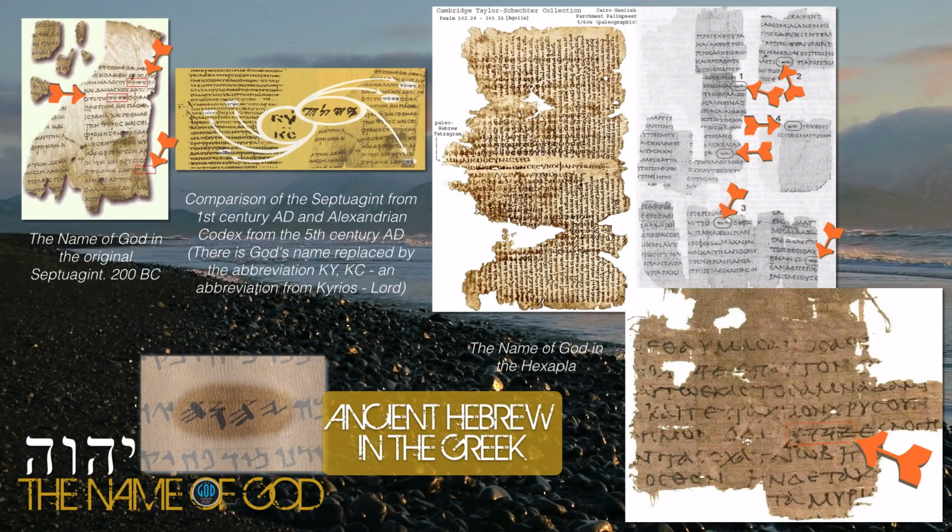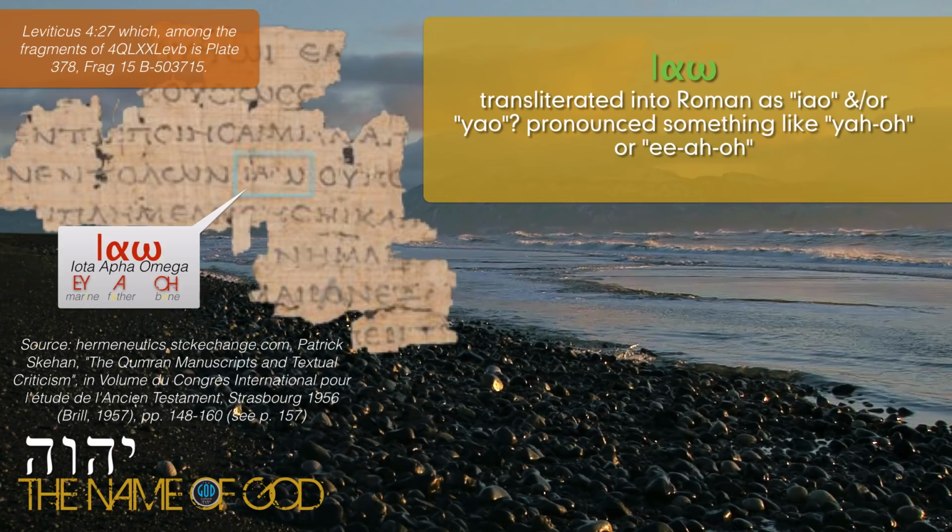This is further evidence that this whole narrative is absolutely a false paradigm, what we're being told is. Later copies found in the Dead Sea Scrolls have Iota, Alpha, Omega as the name of Yahuwah. Once again, it's extremely close to Yah.